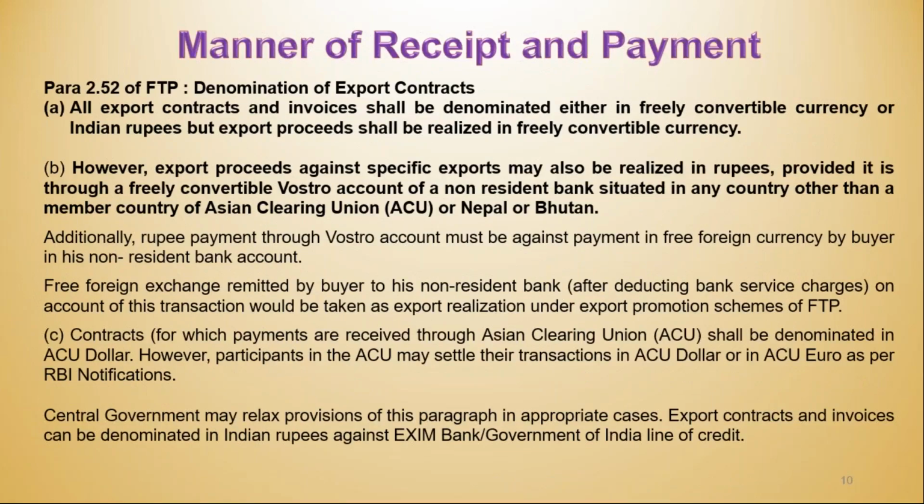And manner of receipt and payments. The manner of receipt is very clearly mentioned. As per the foreign trade policy, para 2.52, all export contracts and invoices shall be denominated either in freely convertible currency or Indian rupees, but export proceeds shall be realized in freely convertible currency only. So we have to receive the payments in freely convertible currency.